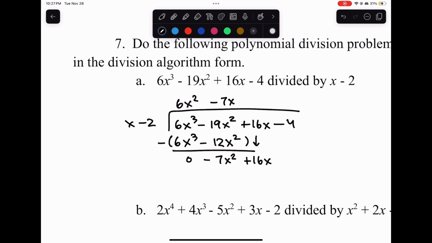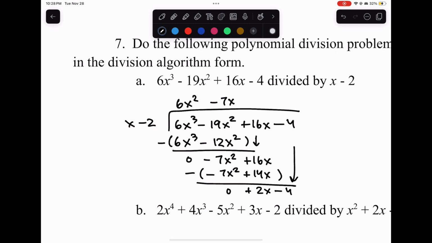Now multiply -7x by x to get -7x squared. But then you also get the plus 14x there. And you subtract that, and you get 16 minus 14, which is 2x. Then you multiply 2 by x minus 2 to get 2x minus 4. And you actually get 2x minus 4, so you get a remainder of 0. And you get a cleanly divided polynomial.